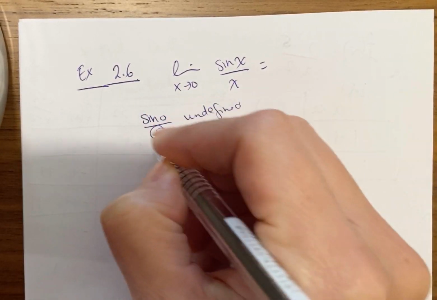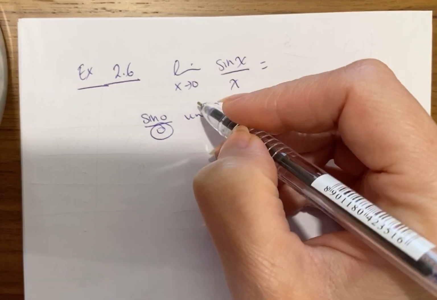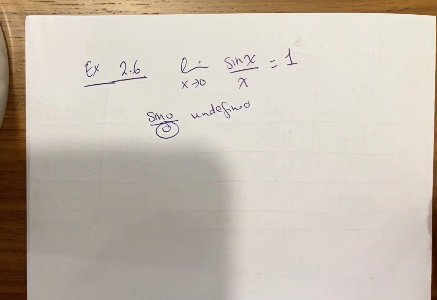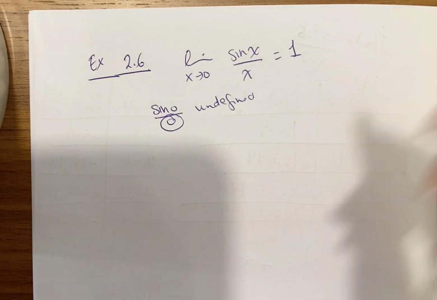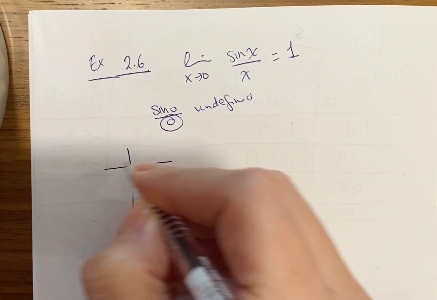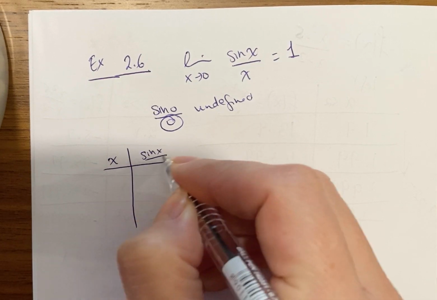Undefined because we cannot divide by 0. But the limit, the neighbors are fine. What is the limit of the neighbors? 1. Moreover, I can even do it now numerically. How do I do it numerically? Using a table, sine x over x.